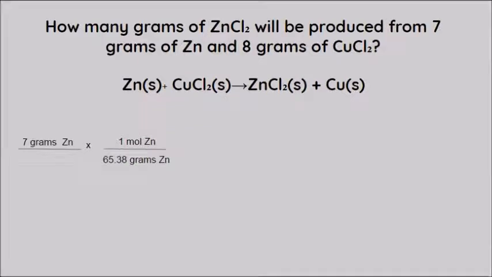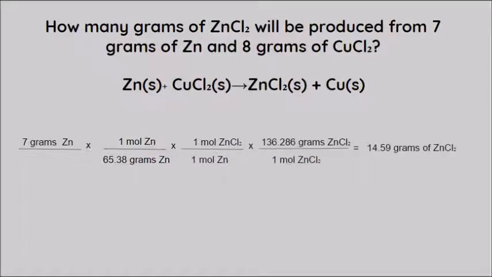First, we will calculate how many grams of zinc chloride can be produced from 7 grams of zinc by starting with 7 grams of zinc and multiplying 1 mole of zinc by its overall mass. Multiply this with the ratio of zinc used to make zinc chloride, which is a 1-to-1 ratio. Then multiply this with the overall mass of zinc chloride to solve for the total amount of grams, which comes out to be 14.59 grams.